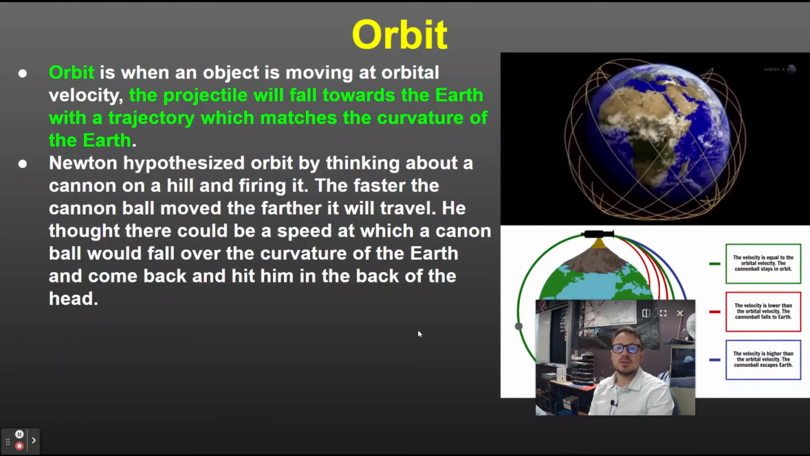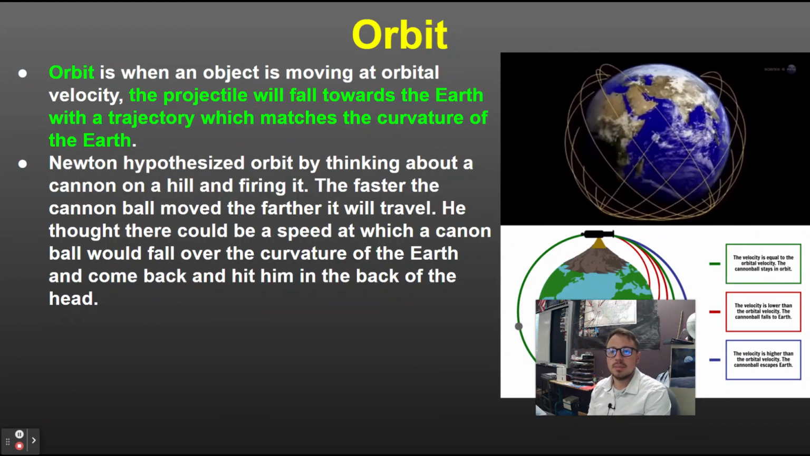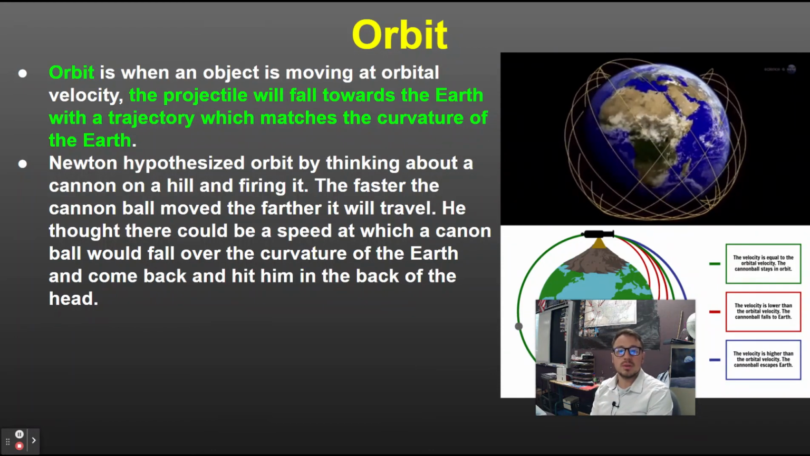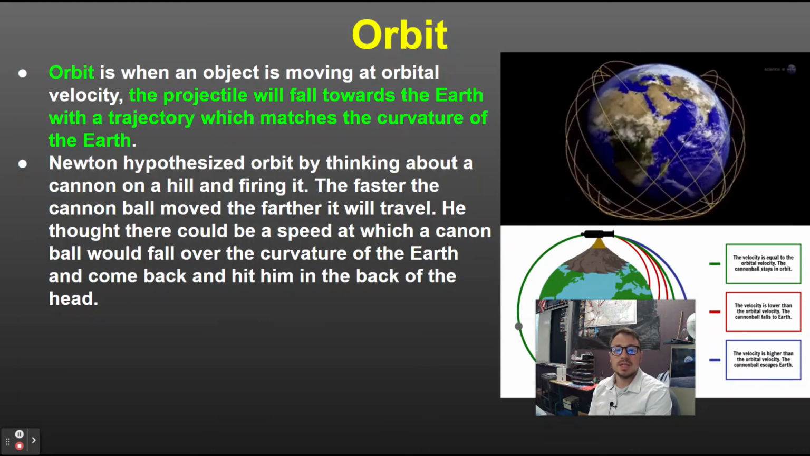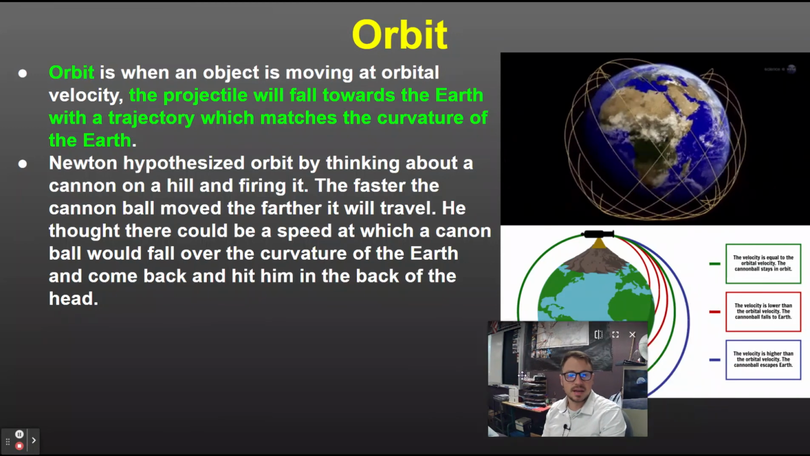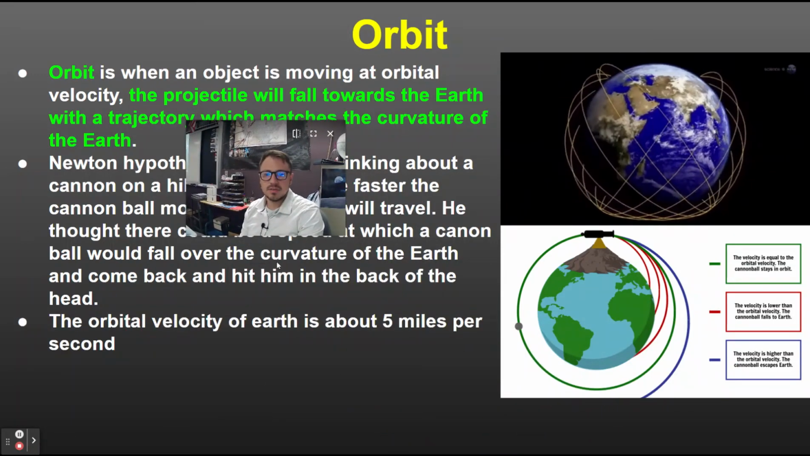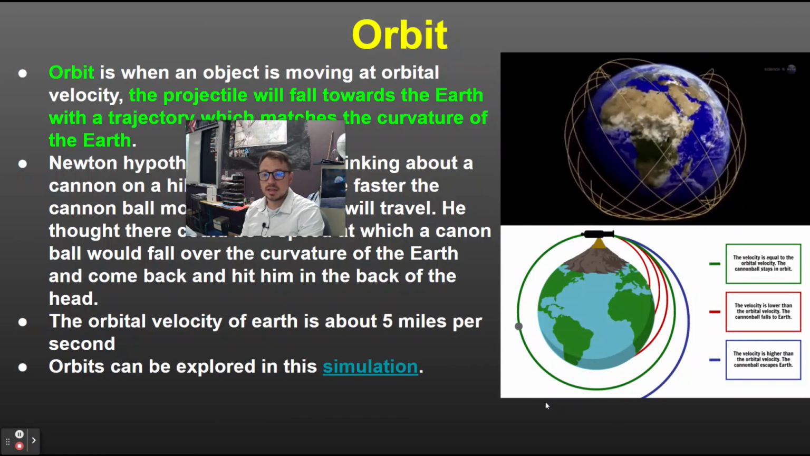So Newton hypothesized orbit by thinking about a cannon on a hill and firing it. The faster the cannonball moved, the farther it would travel. He thought there could be a speed at which a cannonball would fall over the curvature of the Earth and come back and hit him in the back of the head. So you can see that in that graphic here. Right, the orbital velocity of Earth is about 5 miles per second.